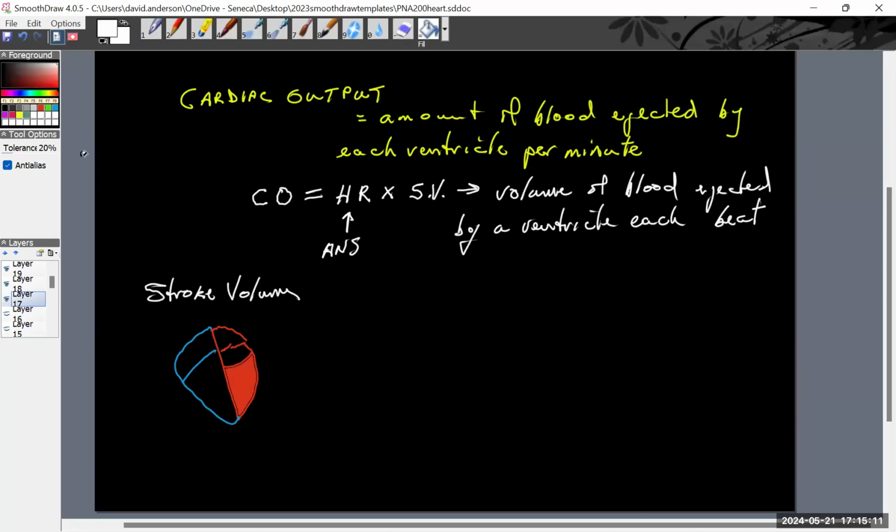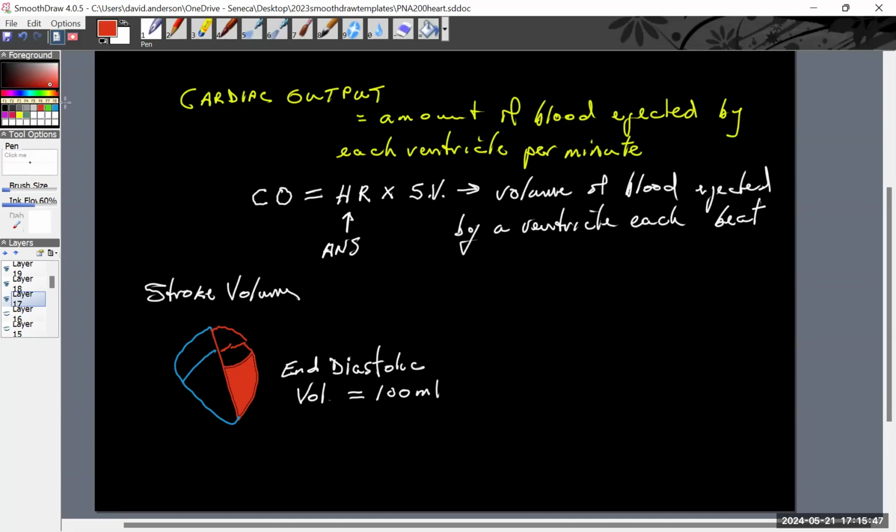So that volume of blood that we see there is described as our end diastolic volume. Okay, so we're going to keep the numbers nice and simple. We're going to say that the end diastolic volume in our example is 100 milliliters. Okay, then we're going to go through ventricular systole, contraction, and we're going to eject a volume of blood.